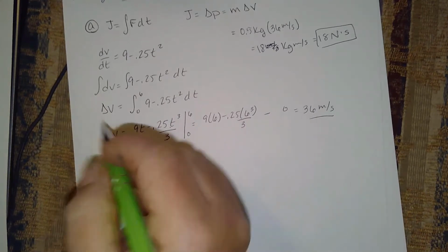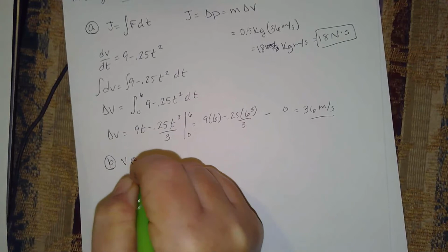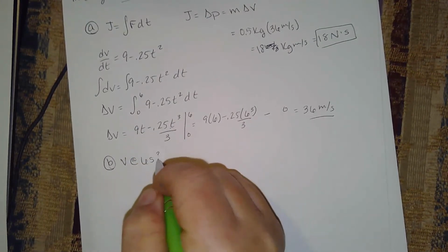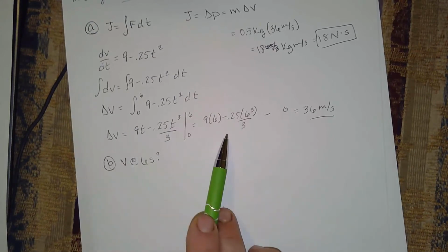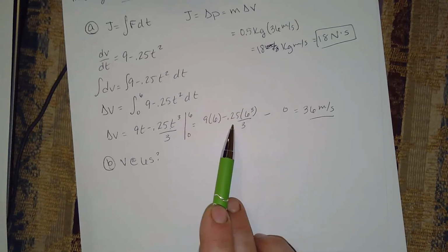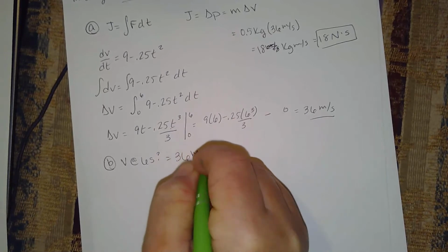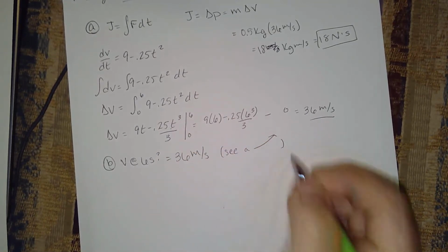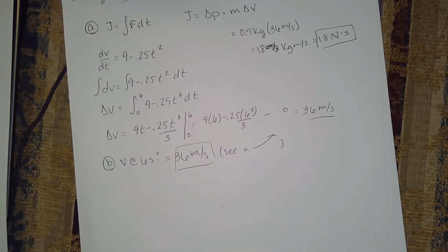Now on B, they asked me to calculate the speed of the rocket, and this is kind of why I like the approach that we just did, the velocity at 6 seconds. Well, I just did change in velocity, which was the velocity at 6 minus the velocity at 0, and the velocity at 0 was 0, so the velocity at 6 must be 36. So I can go back and say, hey, I did that just a second ago.